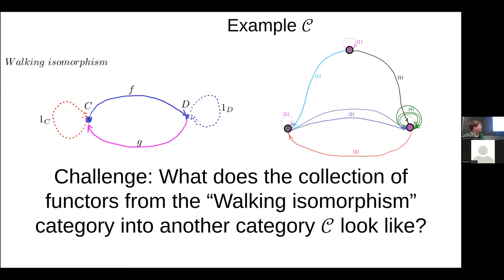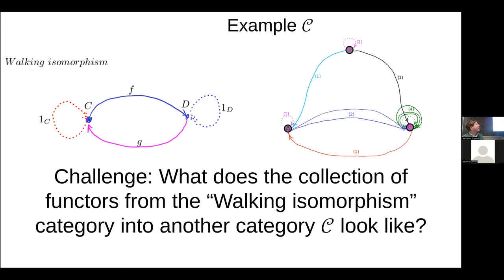What is that going to identify? So here we have two objects, C and D. And could they map, could C on the left map to C on the right and D on the left map to D on the right?